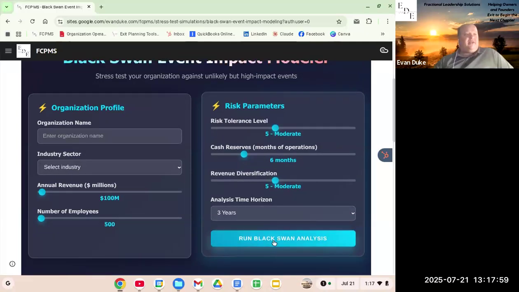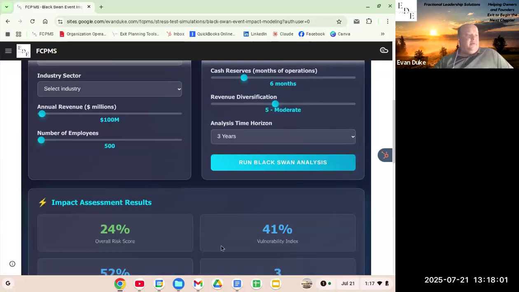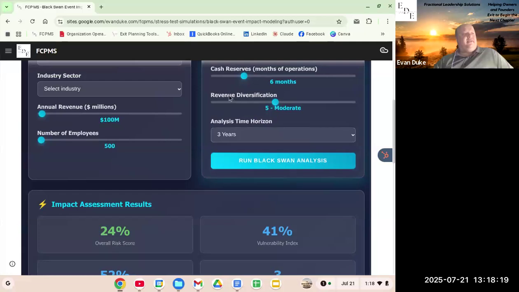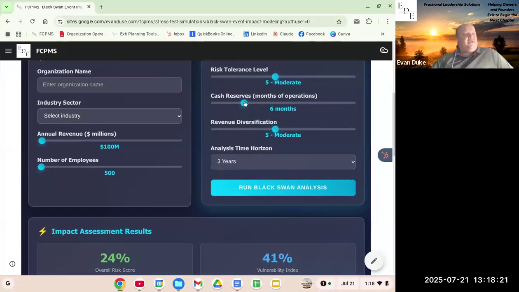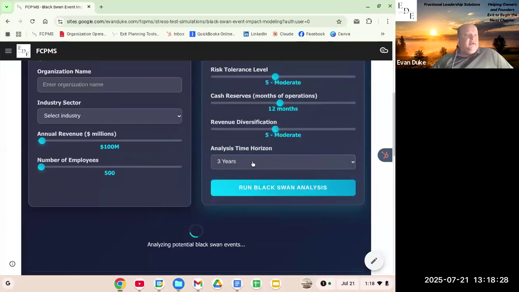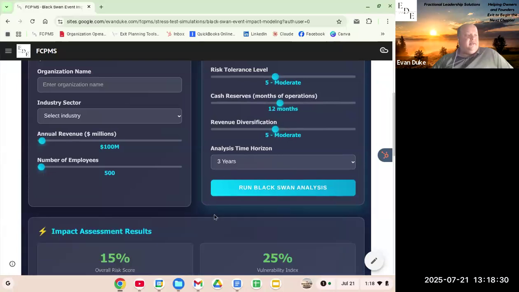Well, if we run a black swan analysis, what we'll see is we have an overall risk score of 24%. Vulnerability index is rather high. The resiliency score is at 52%. So basically, looking at these numbers, yeah, you're going to come through it a bit bruised. But let's say we take the cash reserves, and that's the only change we're going to make. Let's bump them up so that we have 12 months. And let's run the black swan analysis.